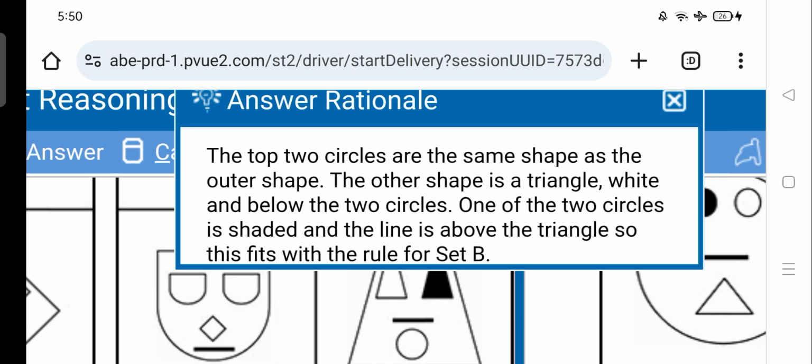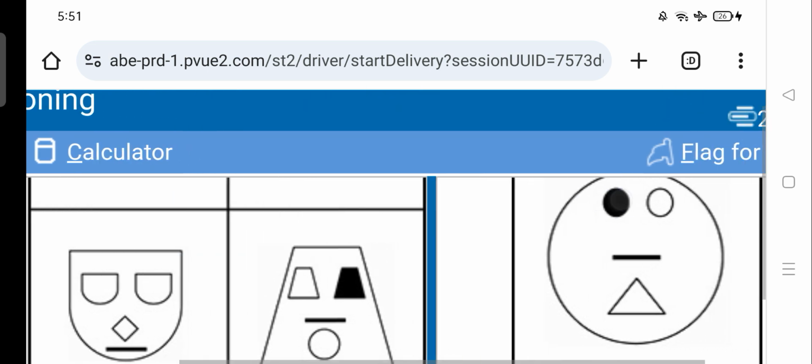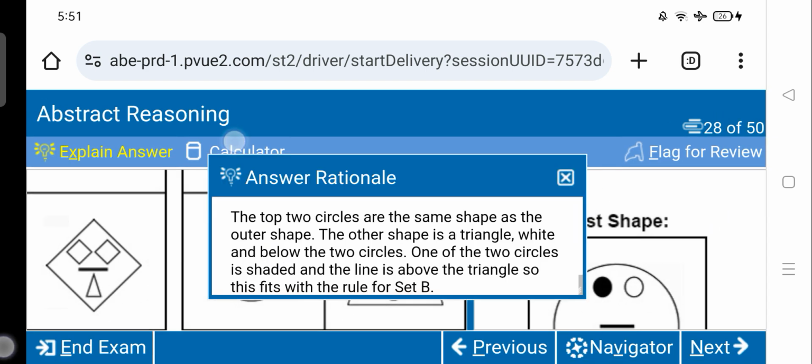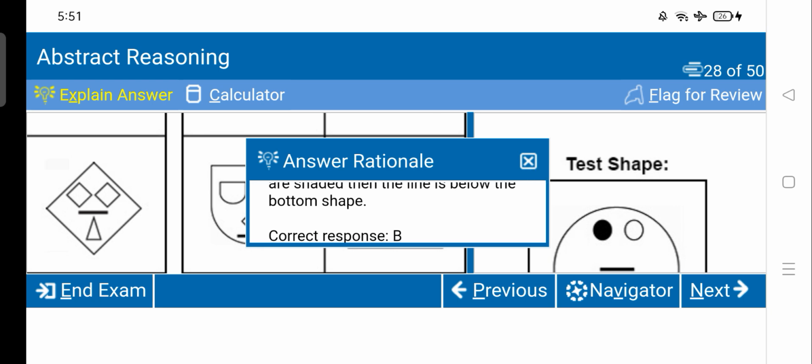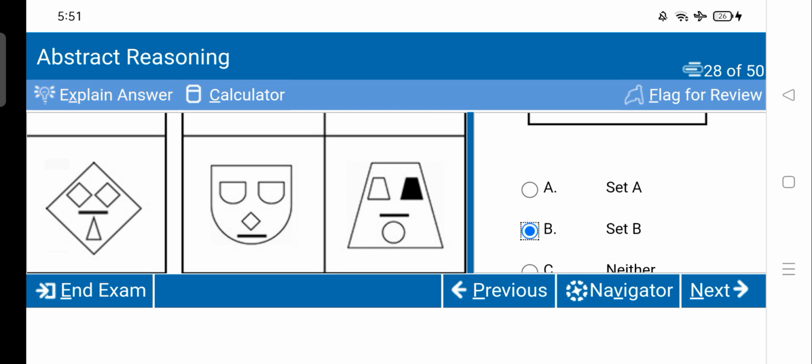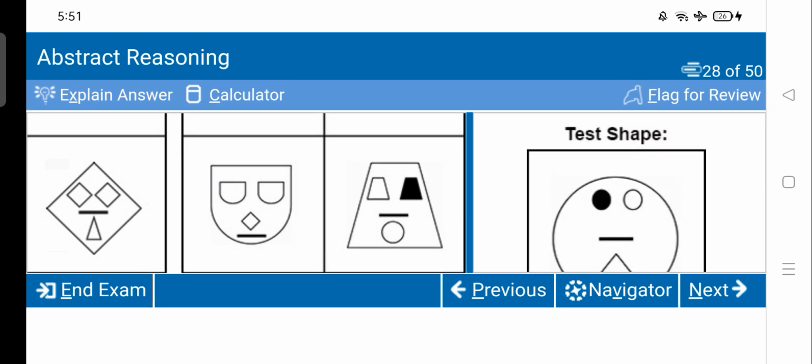the same shape as the outer shape. So the other shape is a triangle, white, and below the two circles. One of the two circles is shaded and the line is above the triangle. So this fits with the rule for set B. So that's how we have correct option is option B, that this figure belongs to set B.